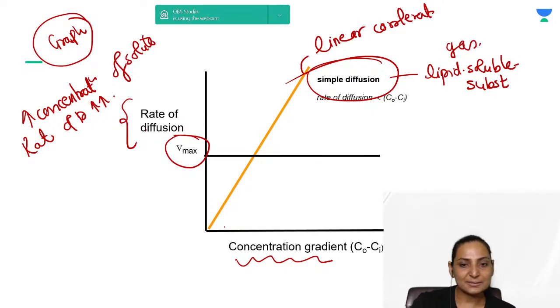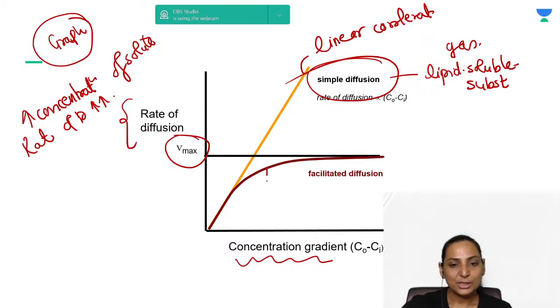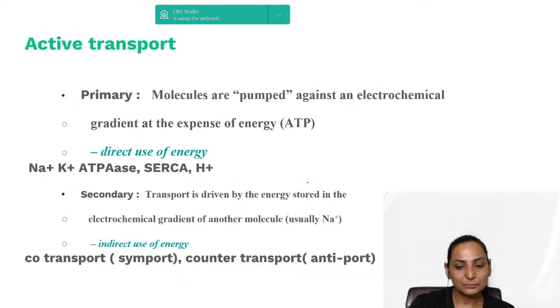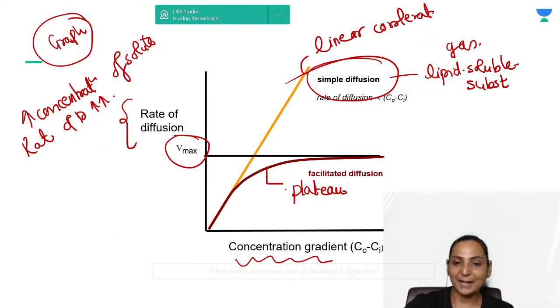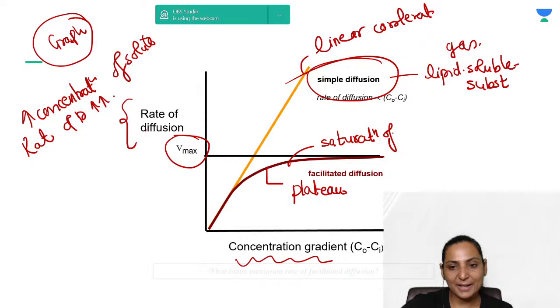On the other hand, this is your facilitated diffusion. See, again I take facilitated diffusion. You are getting a plateau. What is the reason of this plateau? The reason of this plateau is because of the saturation of my carrier proteins. Right? Saturation of my carrier proteins.